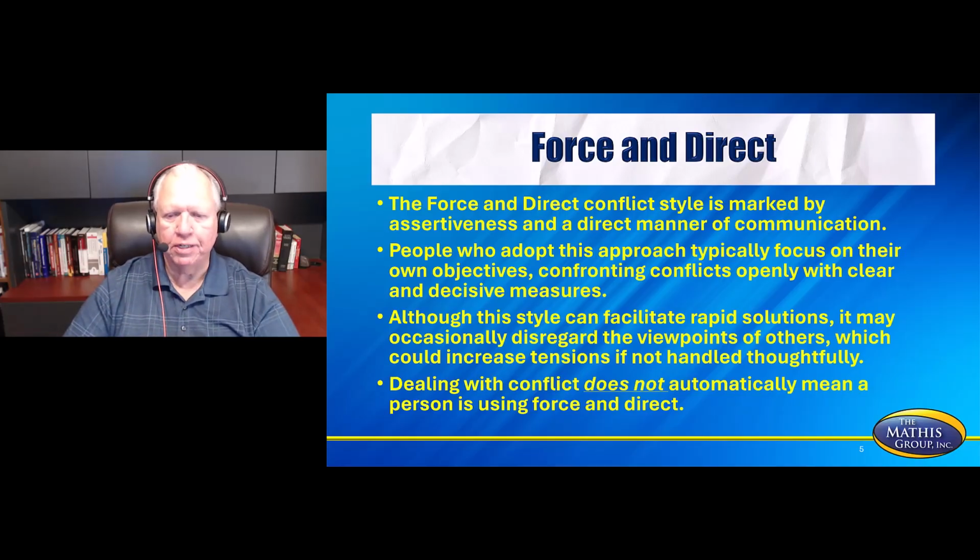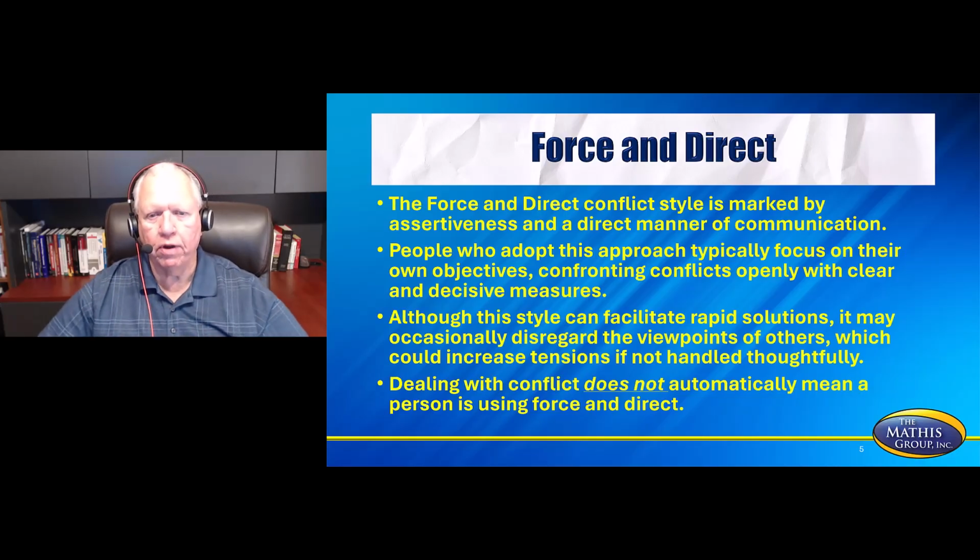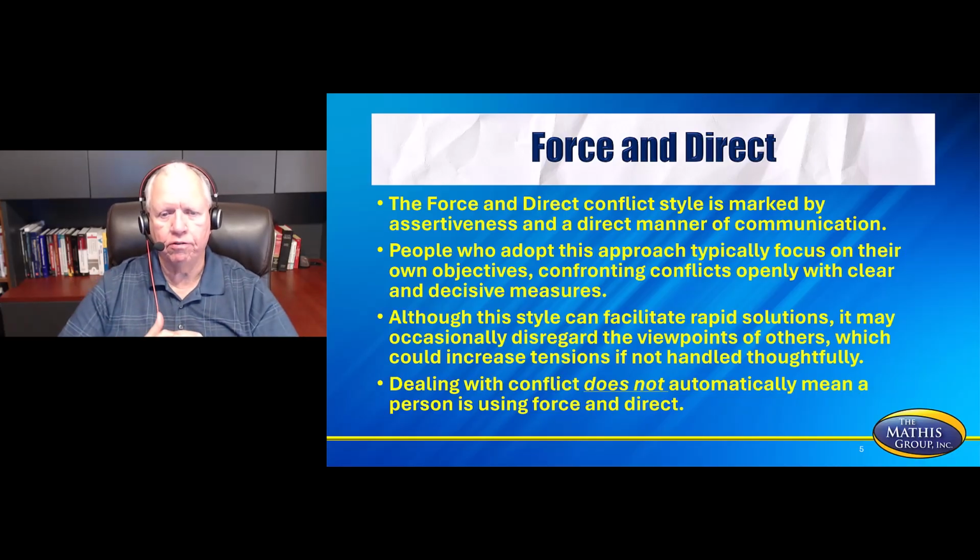So dealing with conflict does not automatically mean a person is using force and direct. We had some folks in a boot camp, and they thought that if they confronted any kind of conflict, that was automatically force and direct. Force and direct, I'm not taking anybody's opinion into account. I'm making the decision. I'm calling all the shots. Nobody else is going to be part of this. That's more force and direct. Because you confront someone who's doing something is not automatically force and direct. It could be confronting them and problem solving. So it's not automatically force and direct.